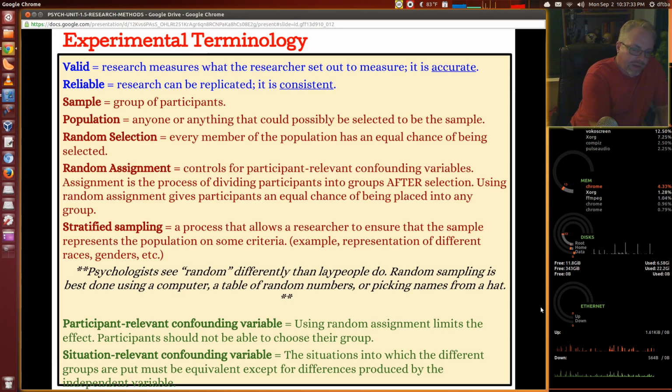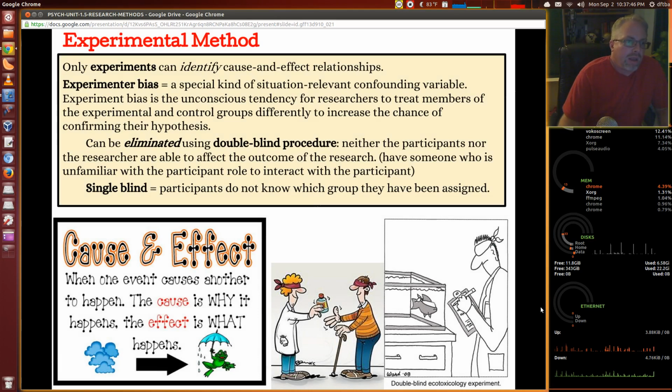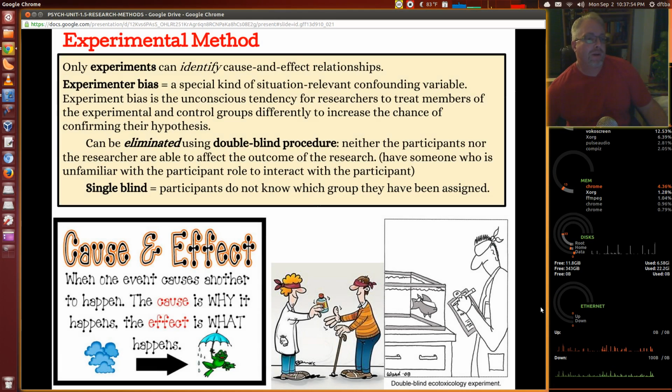Situation relevant confounding variable, situations in which the different groups are put must be equivalent except for differences produced by the independent variable. If there are differences for other reasons, that's a confounding variable. So last spot here for experimental method, only experiments can identify cause and effect. Again, that's pretty important. And experimenter bias can sometimes come into play.